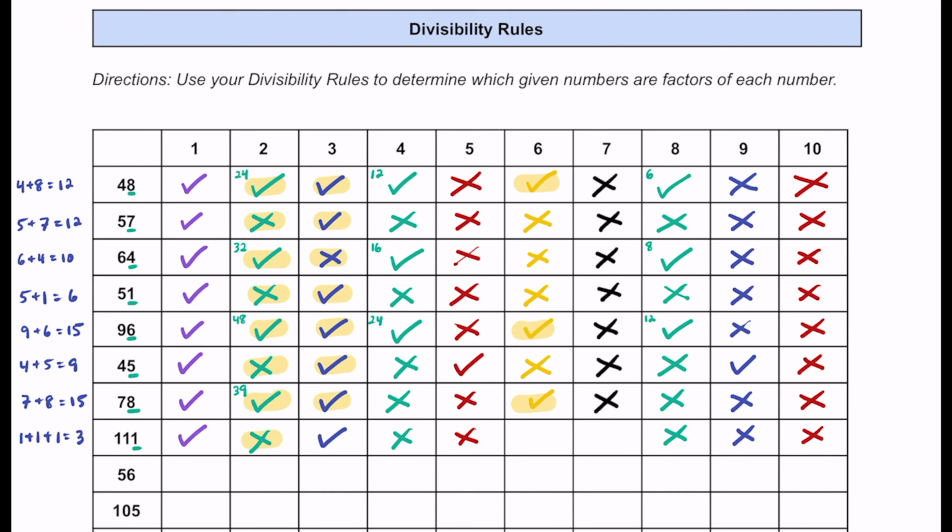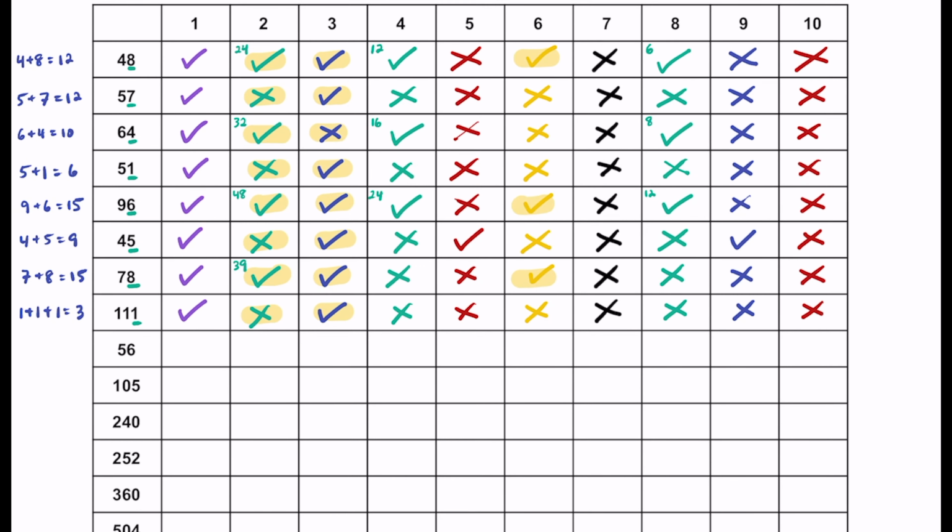For 6, 2 failed, so you can see that even though 3 worked, that means that 6 is going to fail. Okay, now finally checking for 7, if you double the 1, that's 2, then 11 minus the 2 is going to be 9, and so 9 is not a multiple of 7, so we can go ahead and cross that one out.